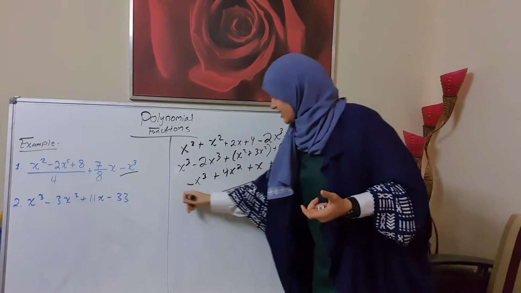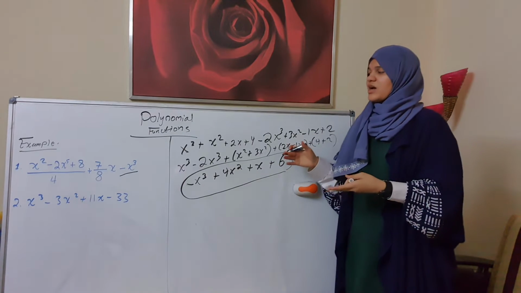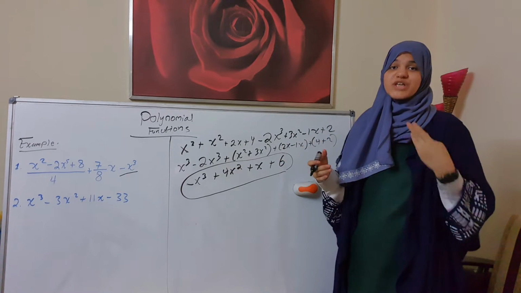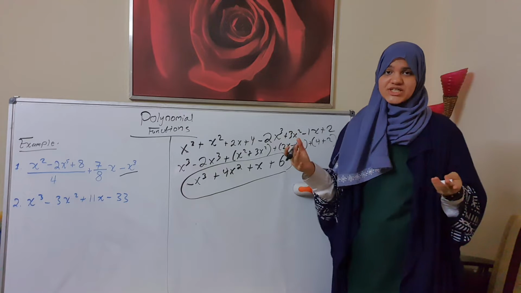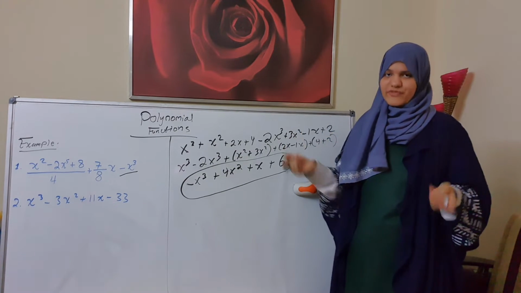So this is the final answer for this example about subtraction of polynomial functions. Now let's go for multiplication and division of polynomial functions.